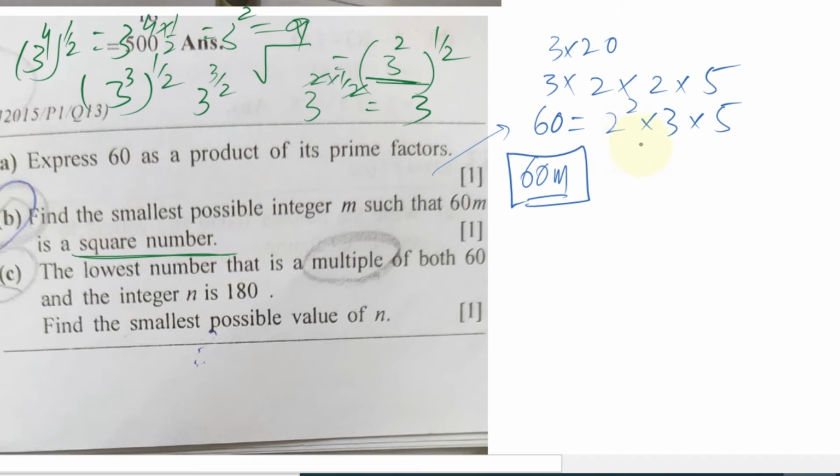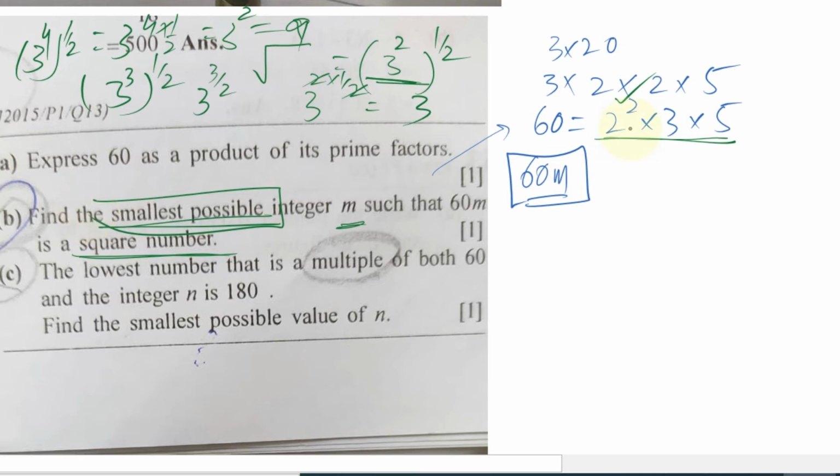It means to keep this number a perfect square, this is okay. 3 square already is a perfect square, because we have to keep the m, the number which we multiply to 60, the smallest possible. We have to keep it smallest. Otherwise, we can say m is 60. If we have m as 60, 60 times 60 is a perfect square. So we have to keep m the smallest possible.